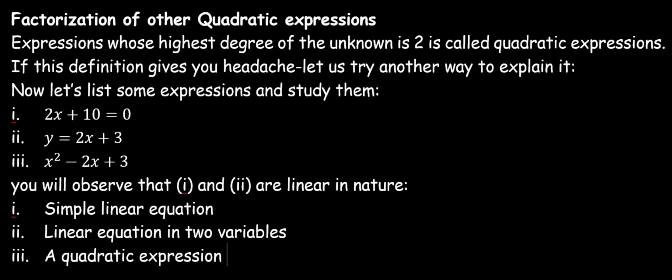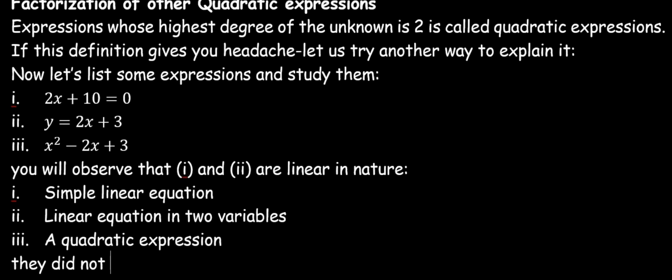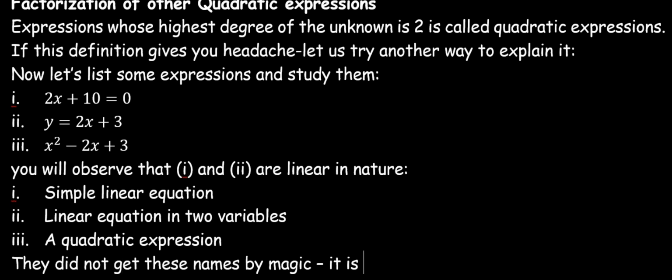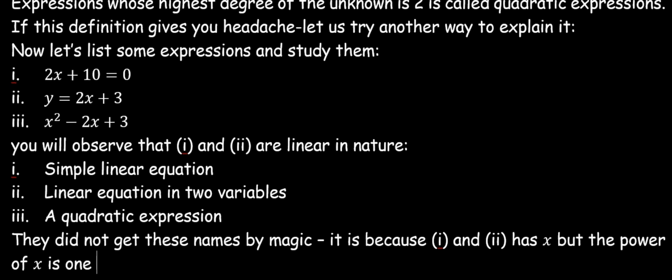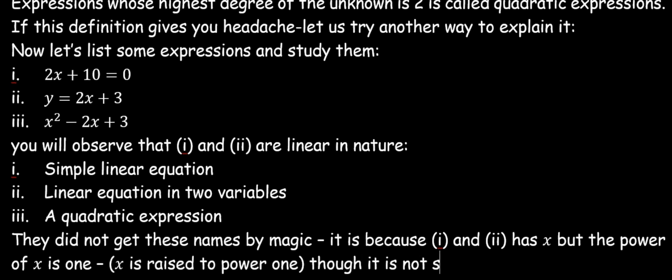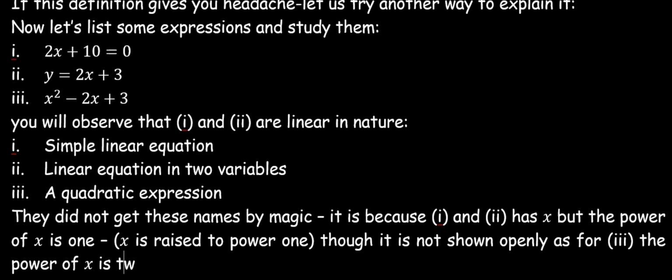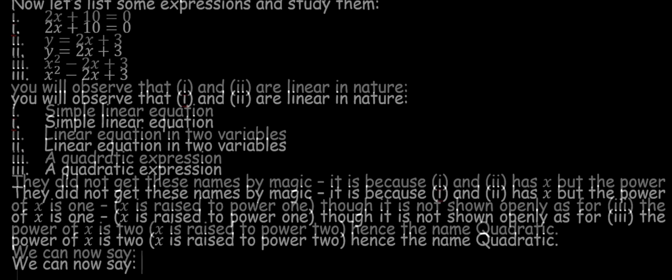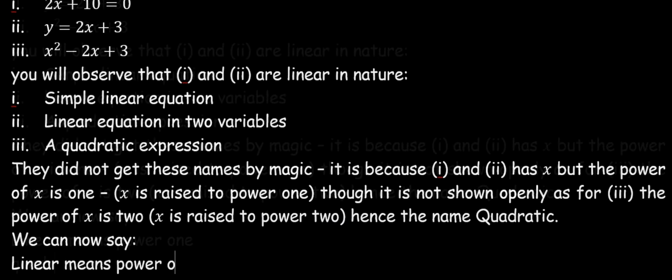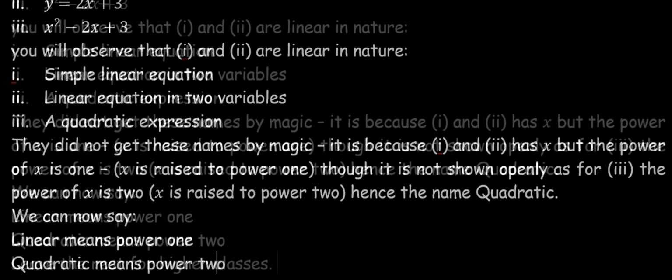They did not get these names by magic. It is because one and two have x, but the power of x is 1. Bracket open, x is raised to power 1, bracket close. Though it is not shown openly, as for three, the power of x is 2. That is, x is raised to power 2. Hence the name quadratic. We can now say linear means power 1. Quadratic means power 2. Leave the rest for higher classes.